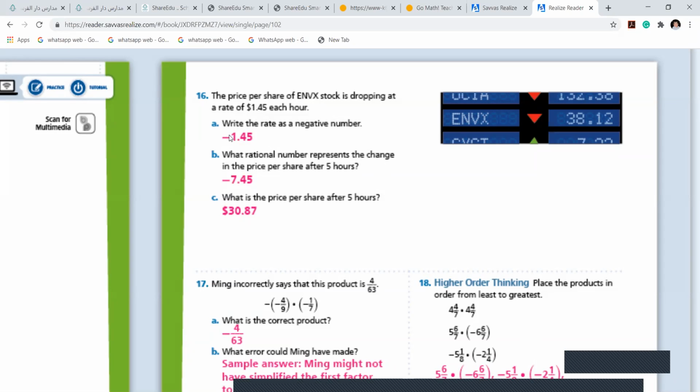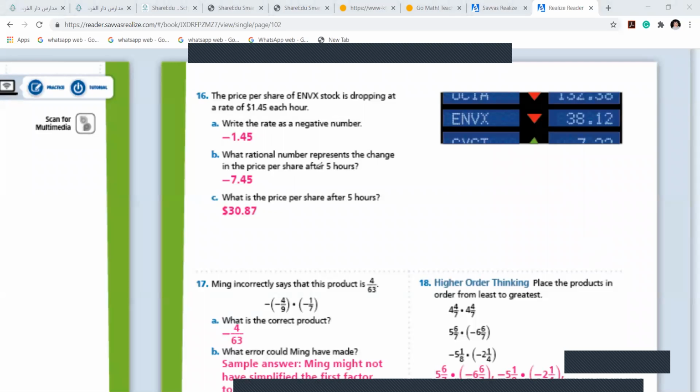Girls, each hour it is minus 1.45. After 5 hours, you have to multiply by 5. What will I do? See, for 1 hour, the change was 1.45. For 5 hours, I'll multiply 5 times minus 1.45. Simple, girls. Take 145 and try to multiply by 5.